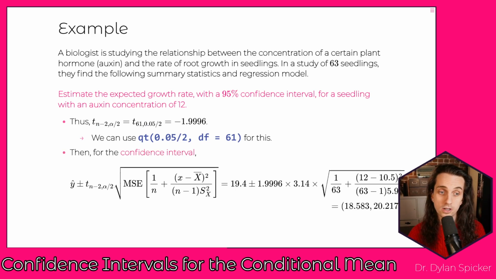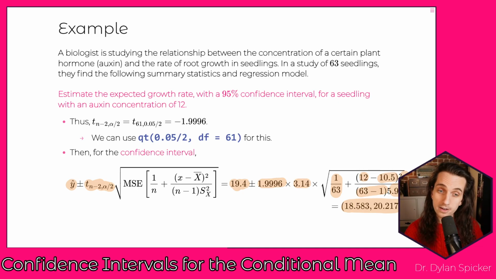And so then if we want our confidence interval, we take our formula here and we plug in. So we have y hat is going to be 19.4. Our critical value is this 1.9996, okay? And then we take the square root of our MSE, 3.14, times the square root of 1 over n, which is 1 over 63, plus x, which is 12, minus its mean squared, over n minus 1 times the sample variance here. And that's going to ultimately give us this confidence interval of 18.6 to 20.2.